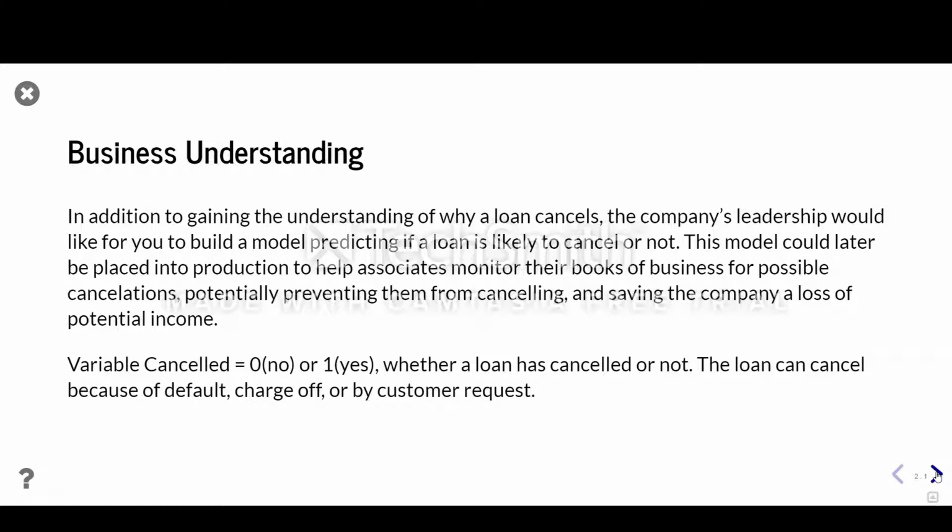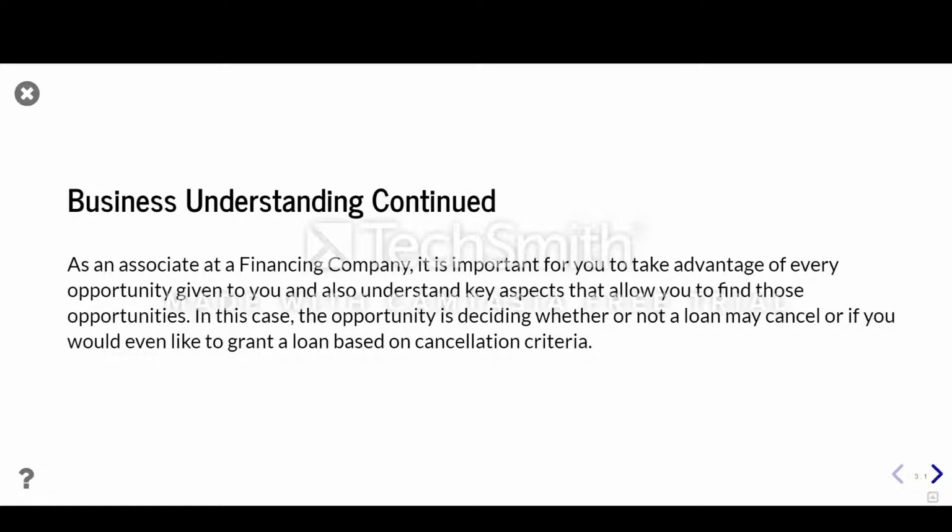In addition to gaining the understanding of why a loan cancels, this company would like me to build a model predicting if a loan is going to cancel or not. So no means the loan didn't cancel. One means it did.